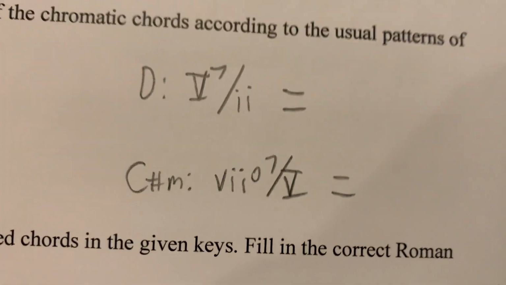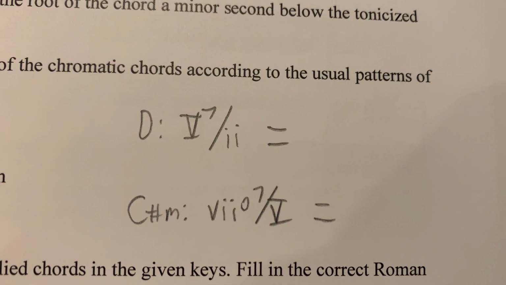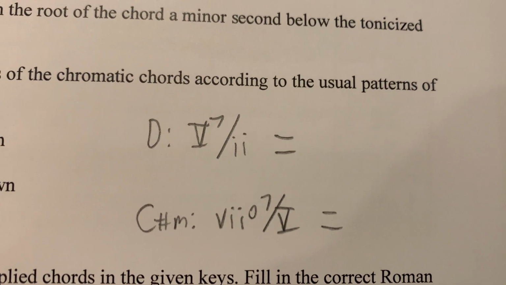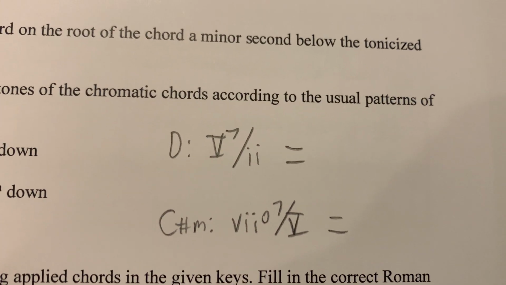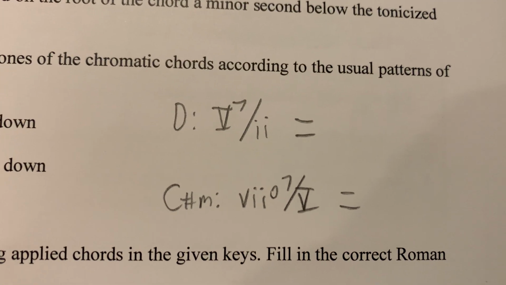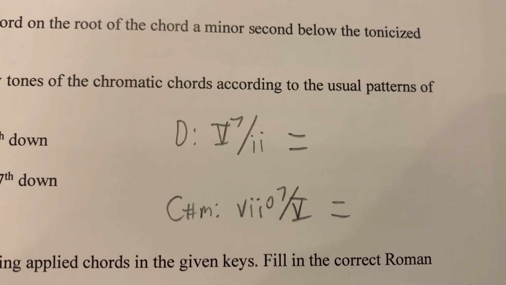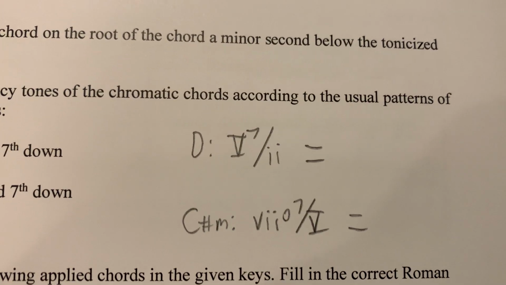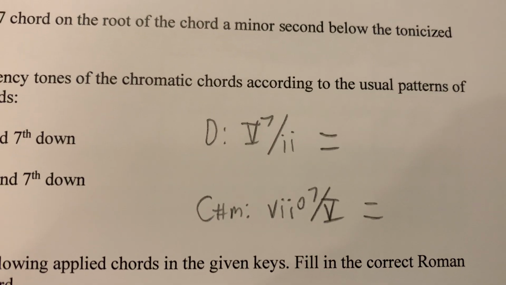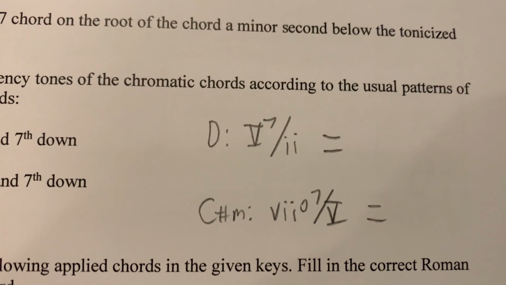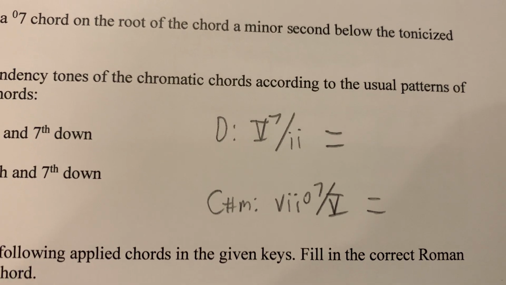So let's imagine we're in C sharp minor, and I want to do 7 diminished 7 of 5. What I would do is first find the 5, and what's that going to be? It's going to be G sharp, right? All right, so what's the root going to be of the 7 diminished 7 of 5? Well, I'm going to go down a minor 2nd. So be careful here. What's a minor 2nd below G sharp? F double sharp, right? This is a tricky one. So the F double sharp will be the root of the 7 diminished 7 of 5.